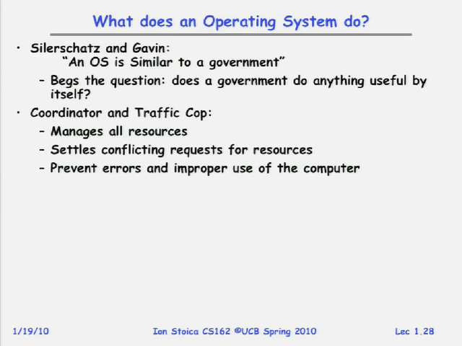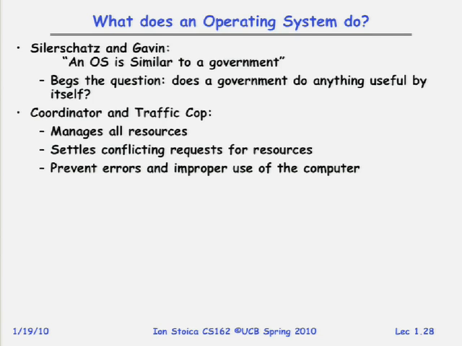Okay, so one of the functions is indeed the traffic cop and coordinator. So what does it mean? As you saw, you have a lot of different resources which are part of the system, and you have different applications trying to use them. So what do you need to do? You need to decide how much of each resource to allocate to each program, and when, and for how long. When there are multiple programs requesting the same resource, you need to settle the disputes. And you need to prevent errors and improper use of the computer.